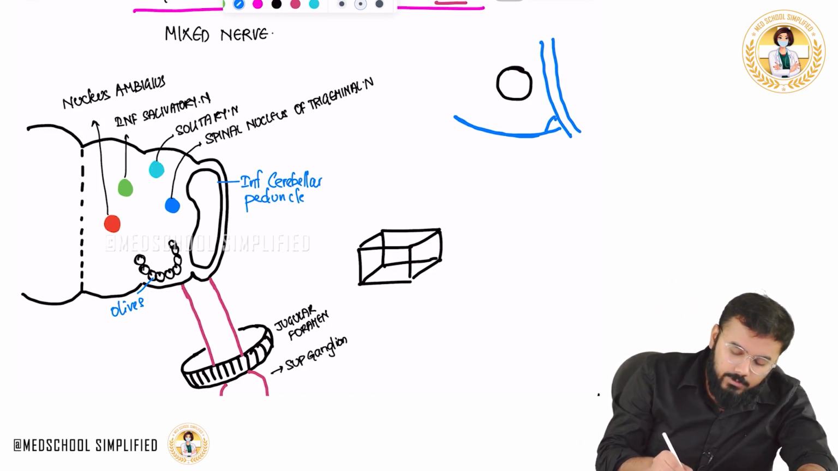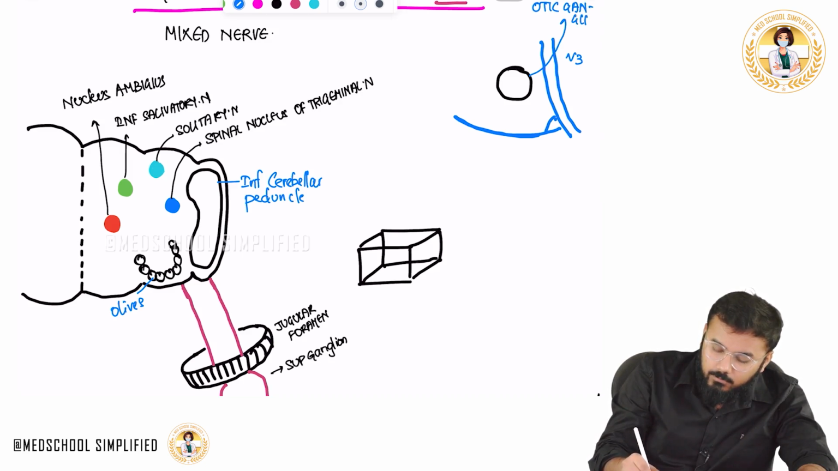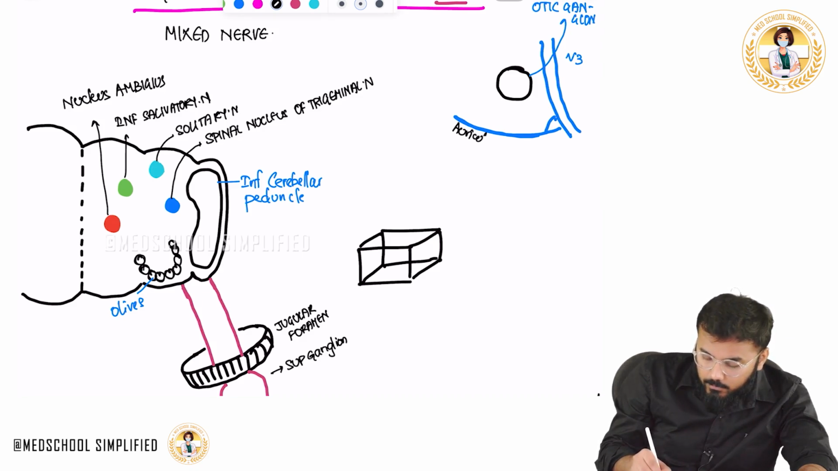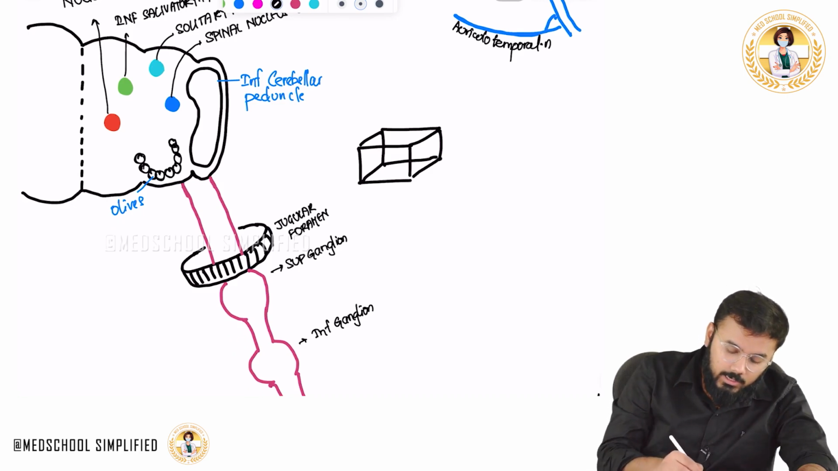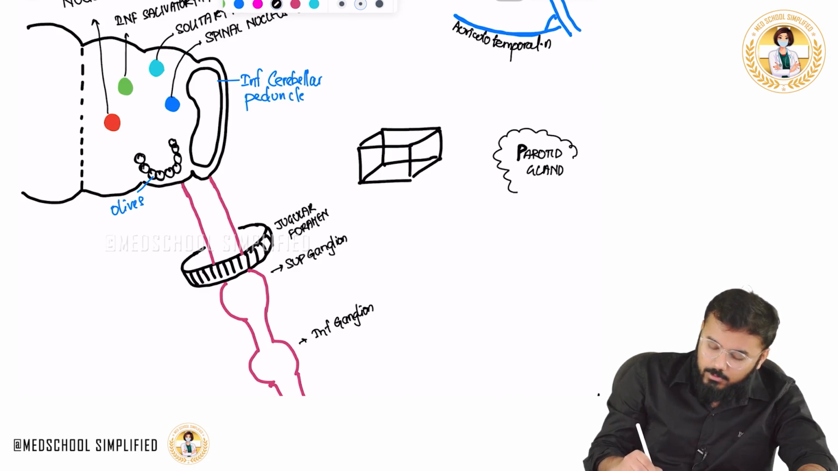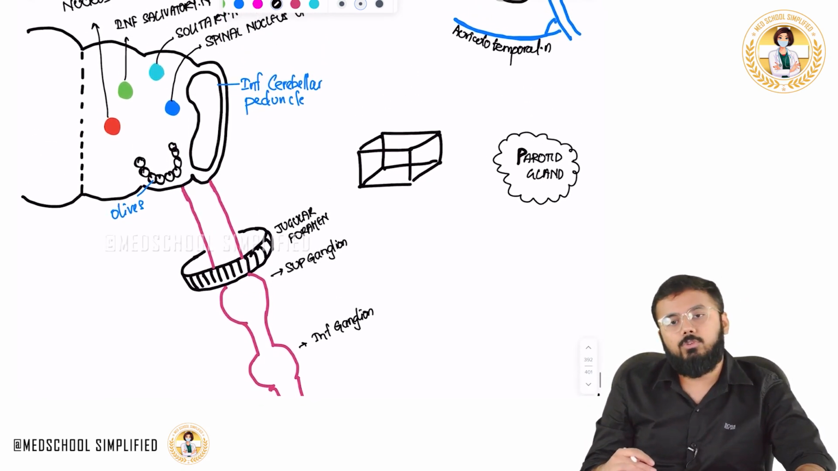Okay, so what are the structures I have written over here? This branch is called V3 and this ganglion is called the otic ganglion, and this is your auriculotemporal nerve. And obviously you even have a gland called the parotid gland. So this gland over here is your parotid gland. Okay. So these are some of the structures which you need to know beforehand.